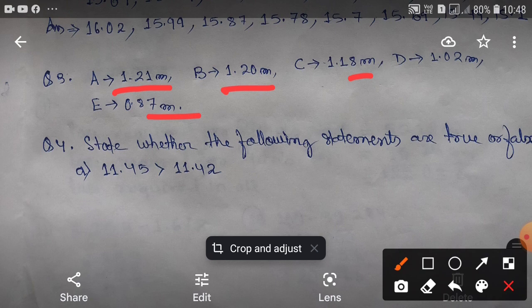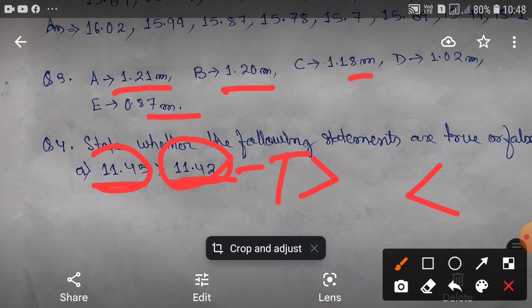Now let us state whether the following statements are true or false. Just by looking at the numbers, you have to identify whether the symbol given between them is right or wrong. You see, 11.45 is definitely bigger than 11.42. This sign represents bigger and this represents smaller. Okay, so 11.45 is bigger than 11.42, so we will write true.